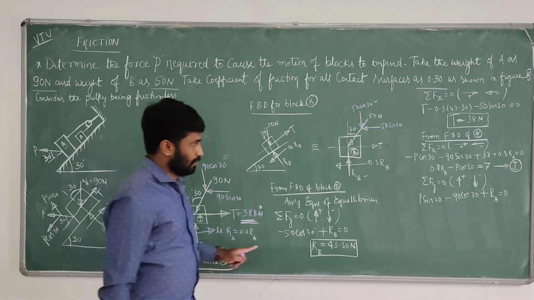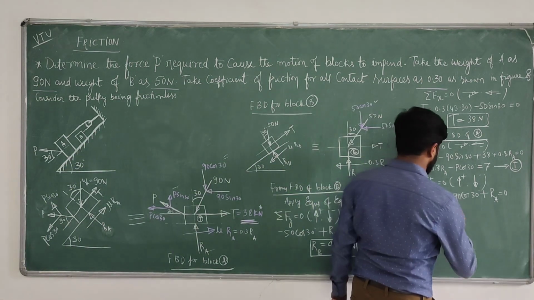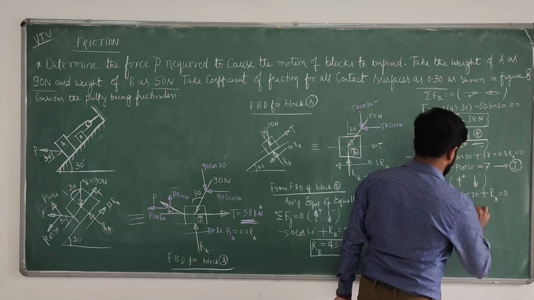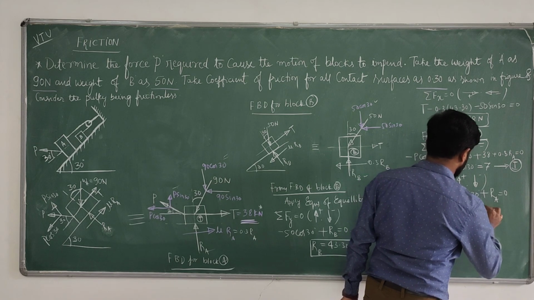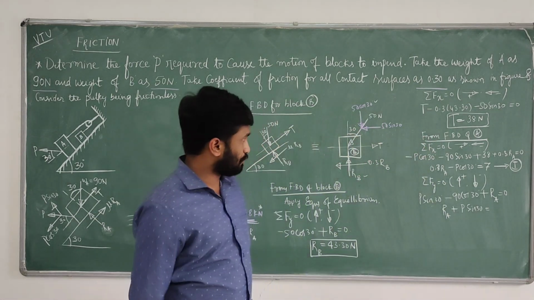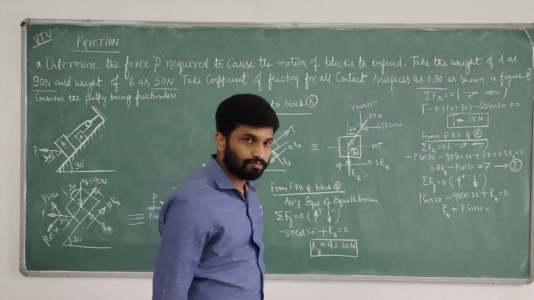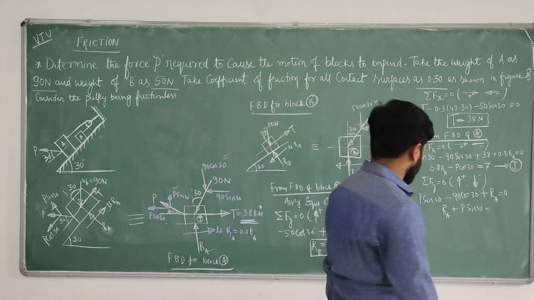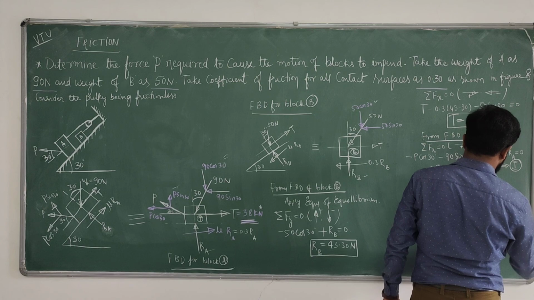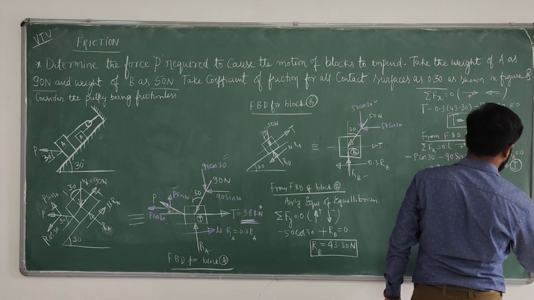So first you take the RA term: RA plus P sin 30 equals, what is the value of 90 cos 30? 77.94. Take this side, it will become positive 77.94. Take this as equation number 2.